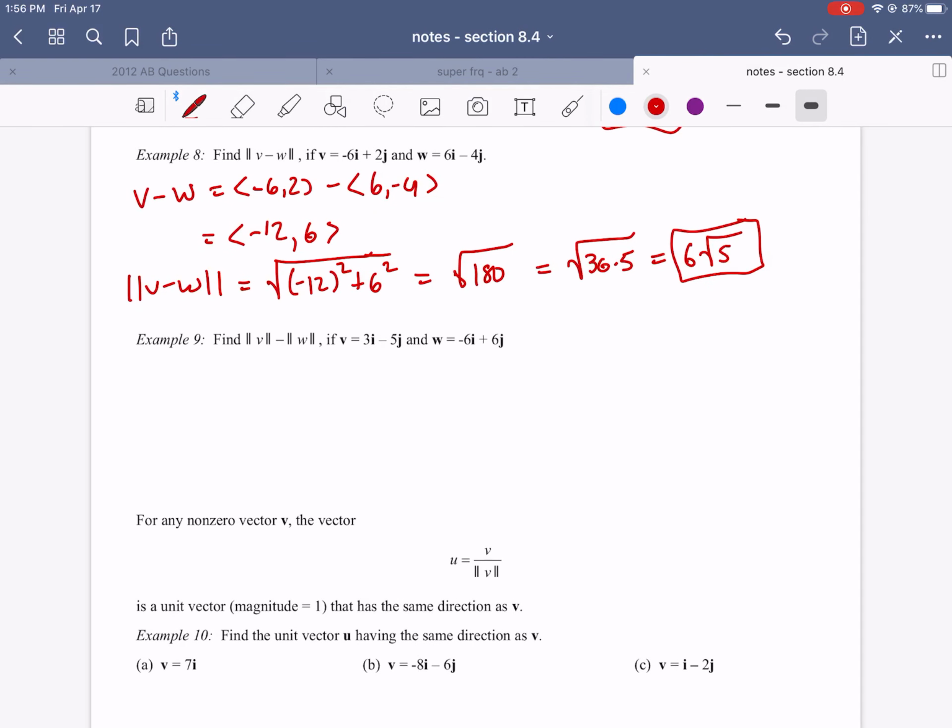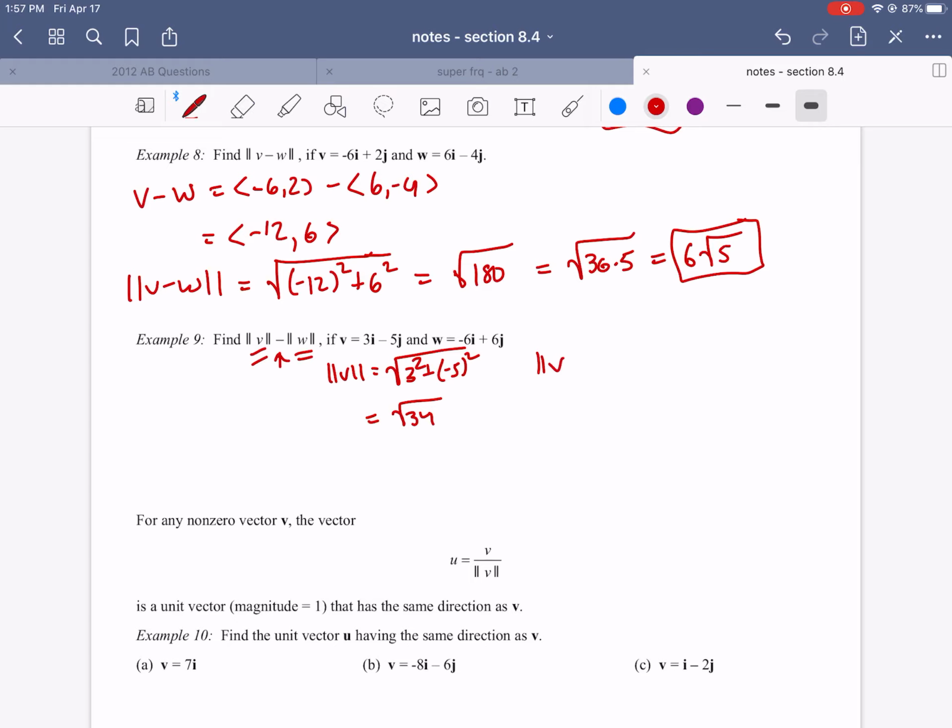Okay, in example 9, this is a little different than example 8. Notice here I want to find the magnitude of v, and I want to subtract from it the magnitude of w. So the thing I'm going to do first is find the magnitude of v, and so that's going to be the square root of 3 squared plus negative 5 squared, and doing the arithmetic there is going to give me square root of 34.